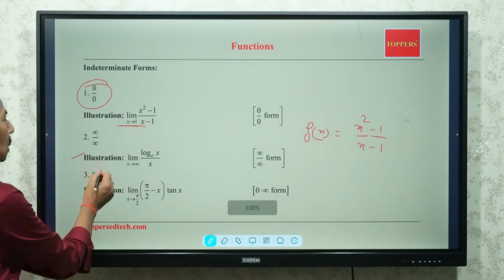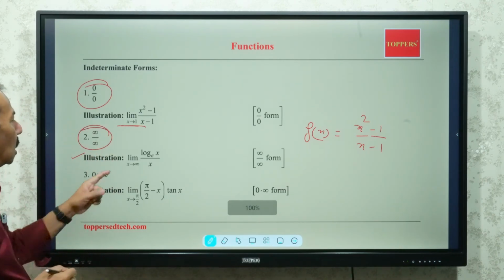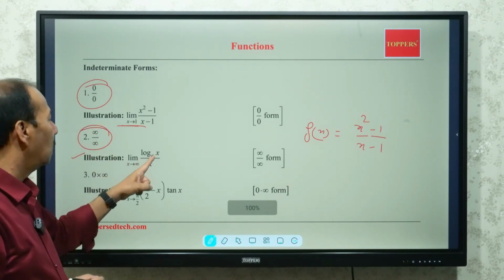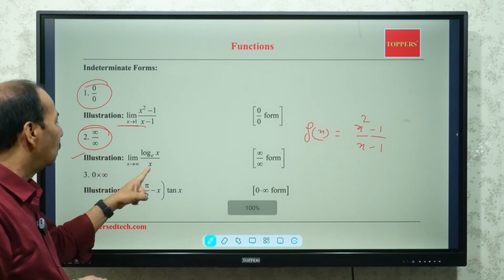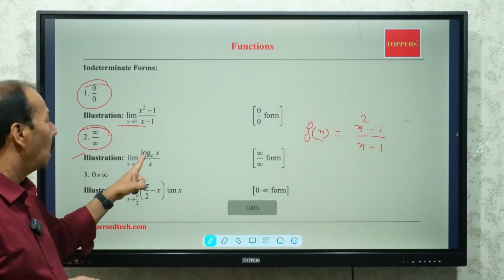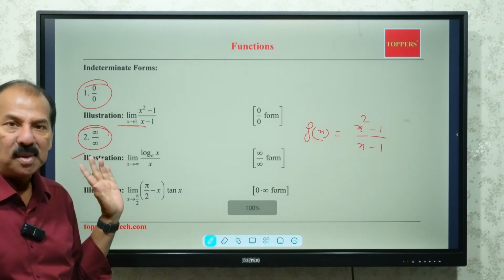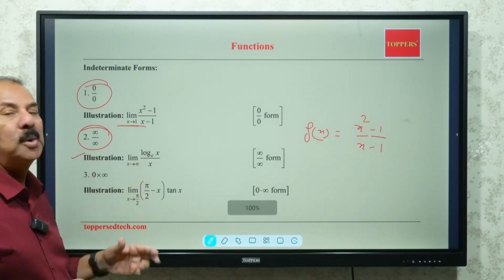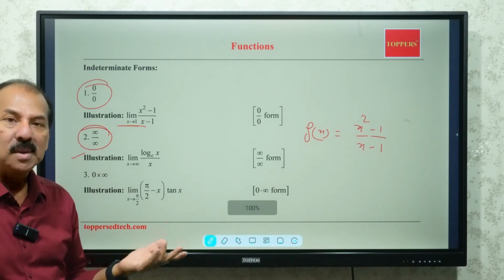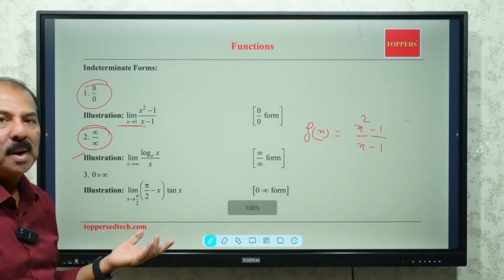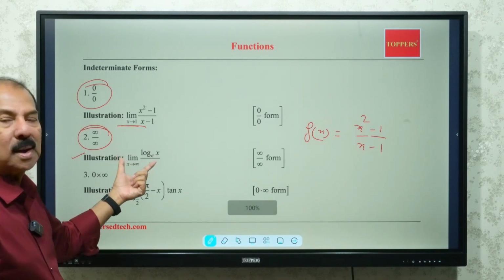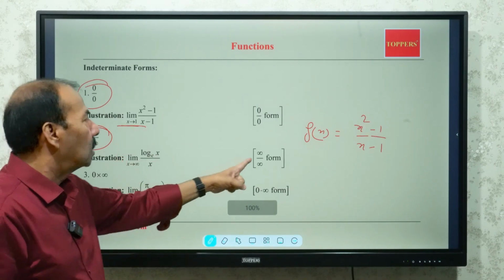Similarly, consider infinity by infinity: limit x log x upon x when x is infinity. The denominator is infinity, and log of infinity is also infinity, so this is again in the form of infinity by infinity. Again, if you want to calculate it, we have to consider the limiting values. We have to learn how to calculate the limiting value, then only can we simplify this, otherwise it is in the indeterminate form.